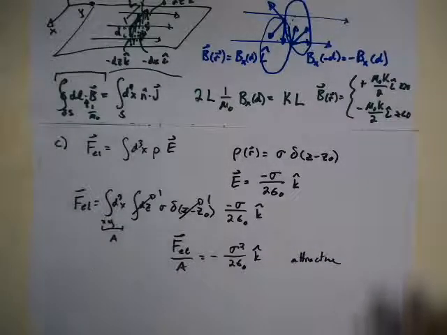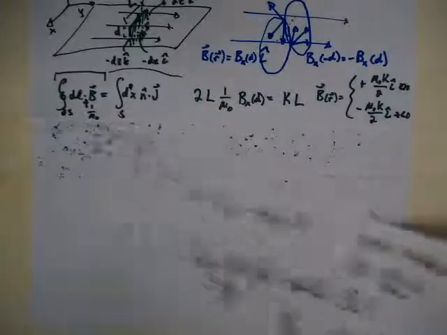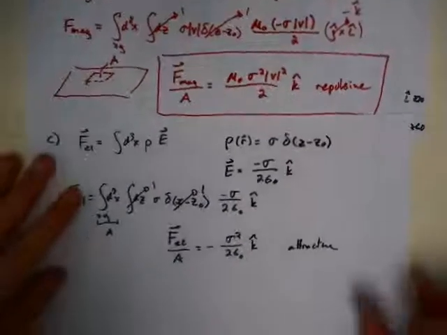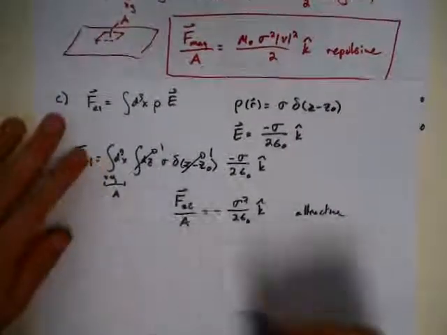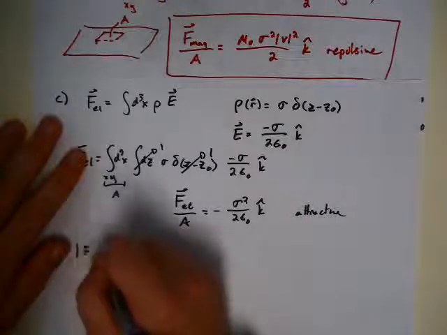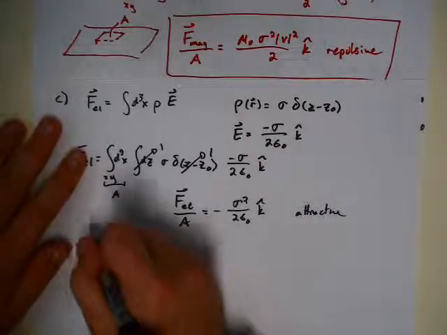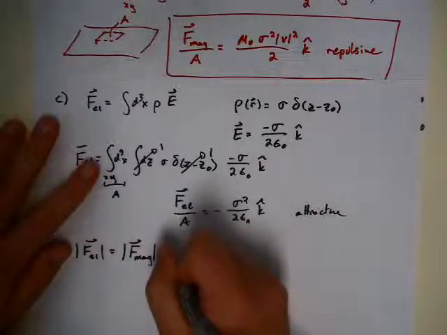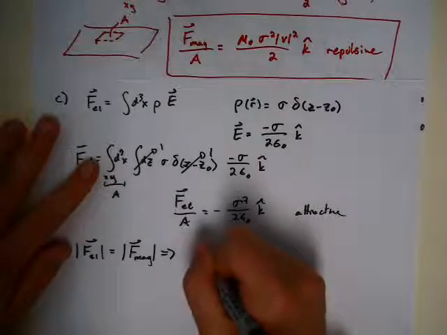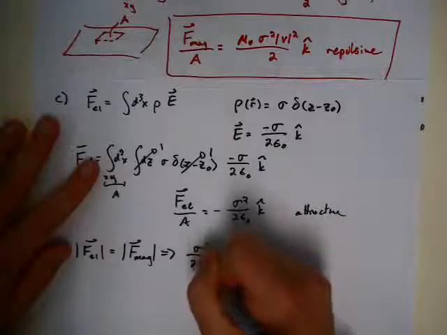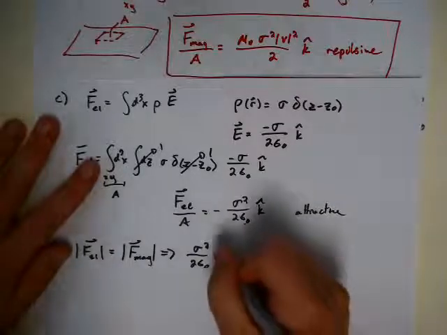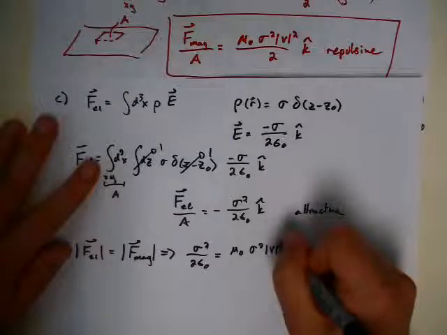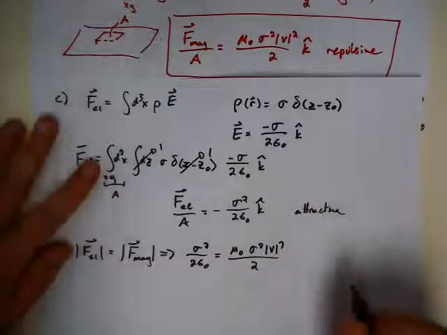But now we need to make the comparison with our previous result. And so we're going to come here and look at what our previous result is. There's our previous result, and so copying that down, we can move this up. I want that F electric is equal to F magnetic, and that's going to give me that sigma squared over 2 epsilon naught, I'm dropping the minus and the k, is going to be equal to the mu naught sigma squared v squared over 2.